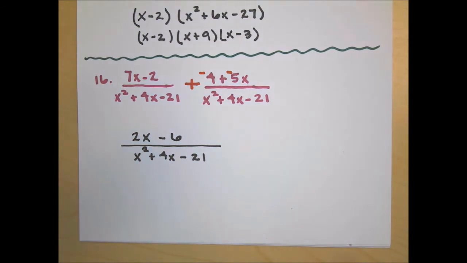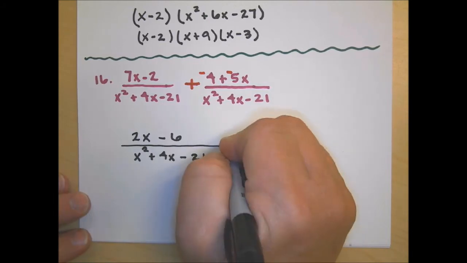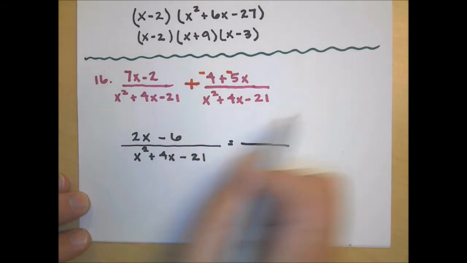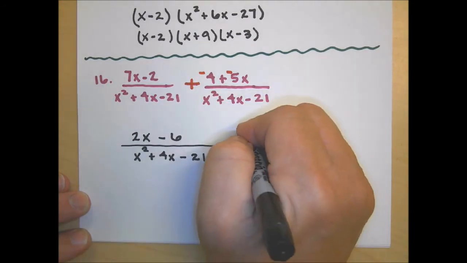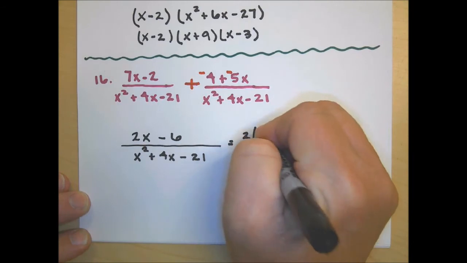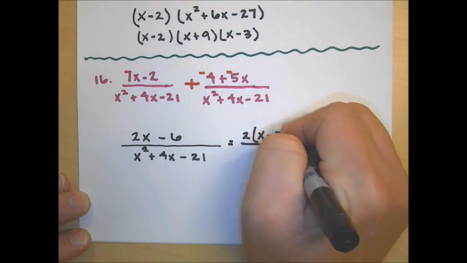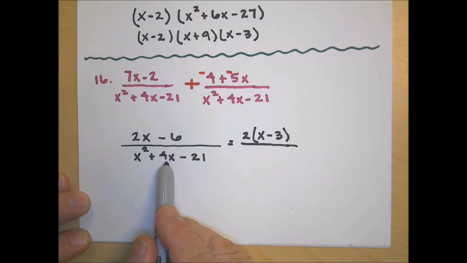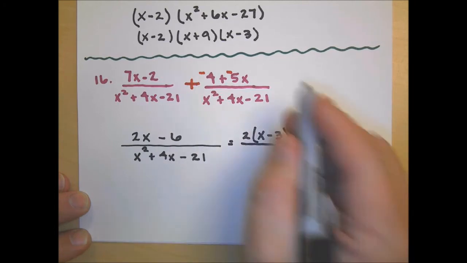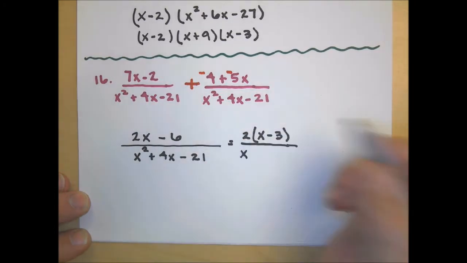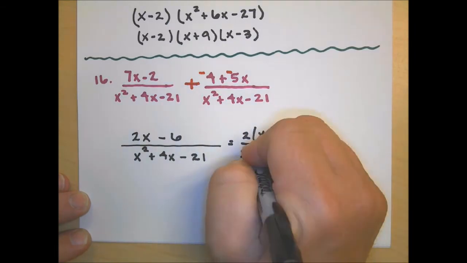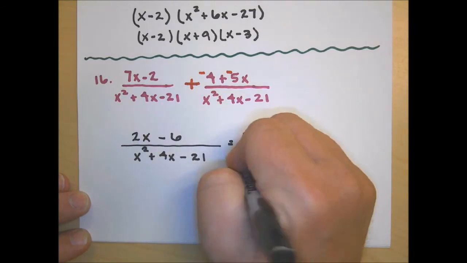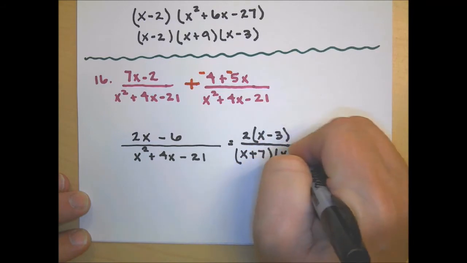But I can clean it up by factoring and canceling whatever I can. On the numerator, I can definitely factor out a 2 as a GCF, and I'd be left with x minus 3. And on the denominator, the factors of negative 21 that add up to positive 4 are x plus 7 and x minus 3.